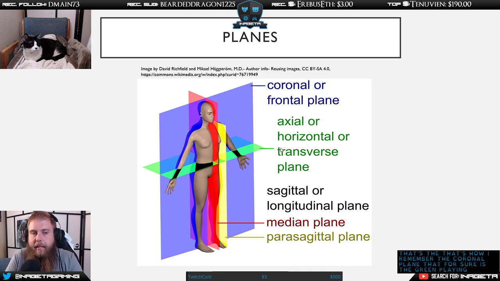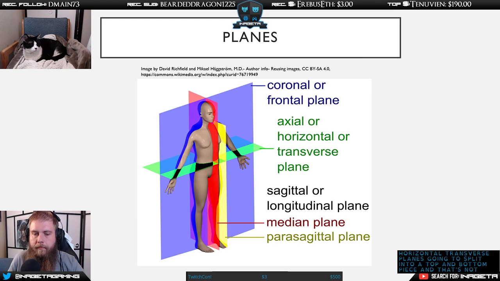The green plane is the axial or horizontal or transverse plane. I've got to say I see transverse, usually, used most often. If you're splitting the body or the brain into top and bottom pieces, that's what you would call that plane. So a coronal plane splits the body into a front and a back half. The sagittal or longitudinal plane splits it into a left and right half. And the horizontal or transverse plane is going to split it into a top and bottom piece.